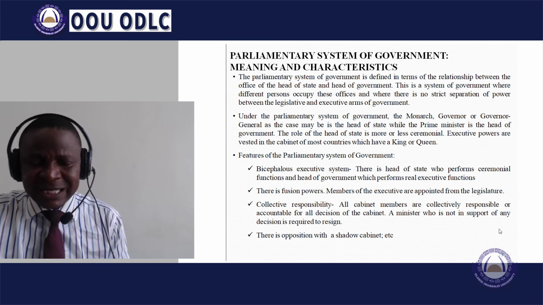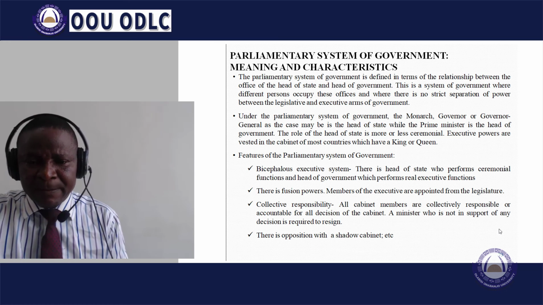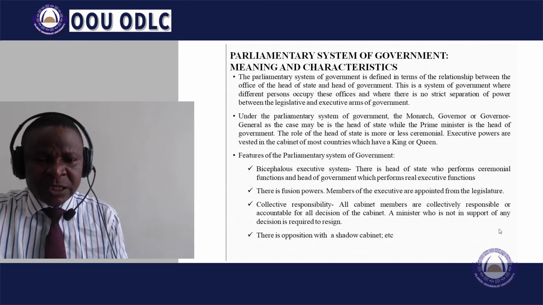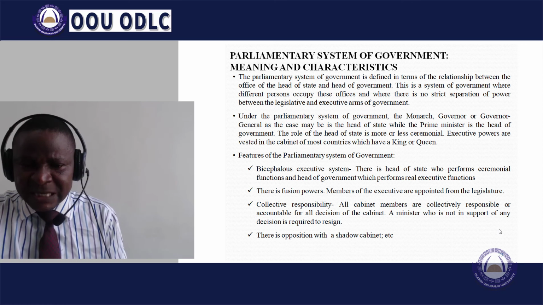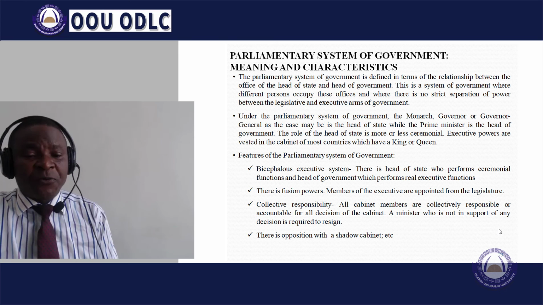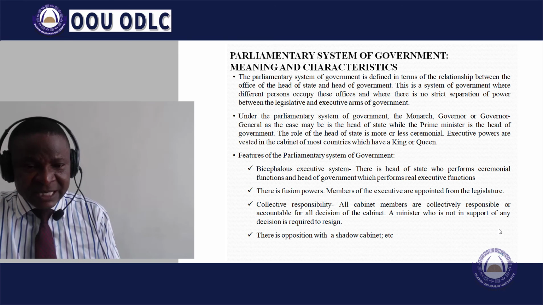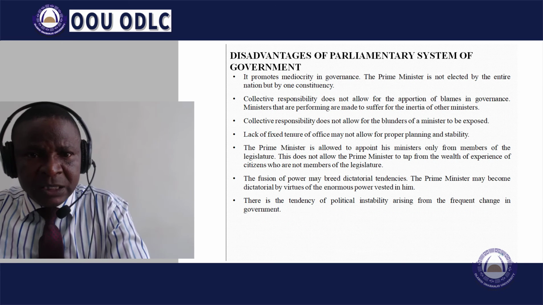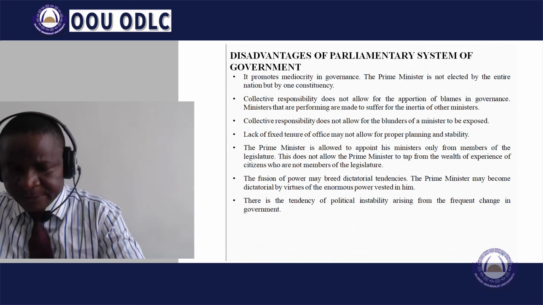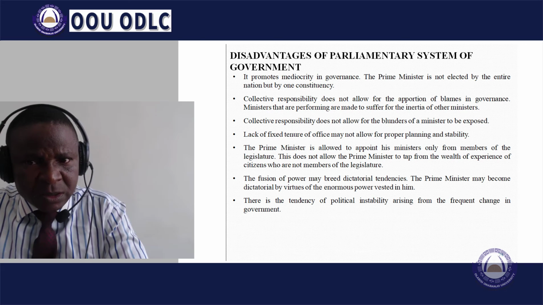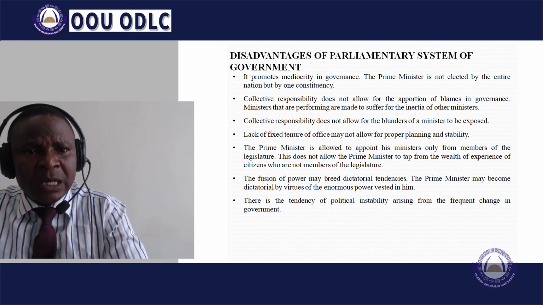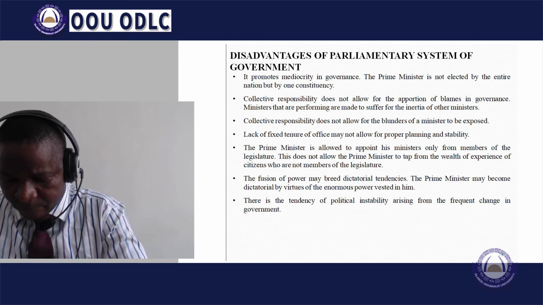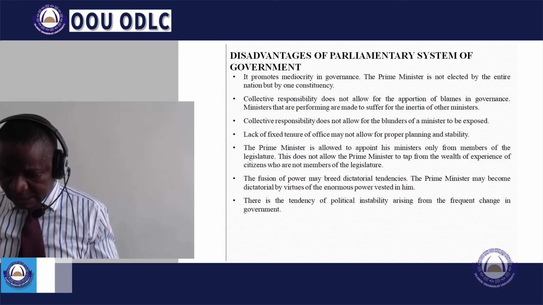3. Collective responsibility. All cabinet members are collectively responsible or accountable for all decisions of the cabinet. A minister who is not in support of any decision is required to resign. 4. There is an opposition. The advantages of the parliamentary system of government. Number 1, it is cheap because members of the executive are usually appointed from the legislature, so the cost of governance is not all that high.